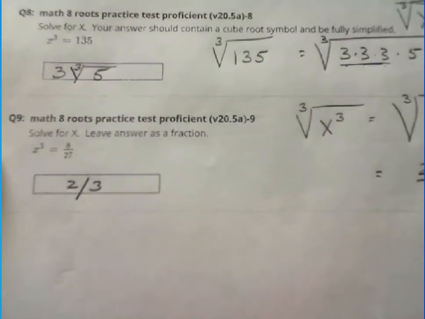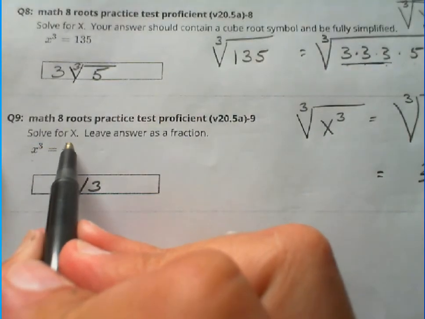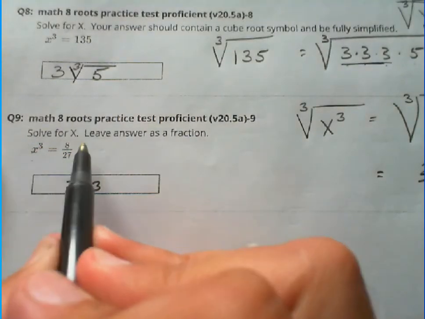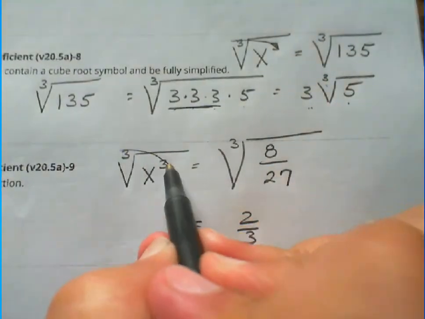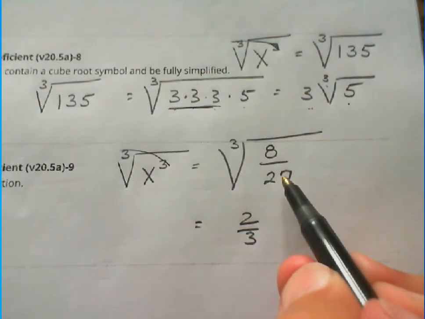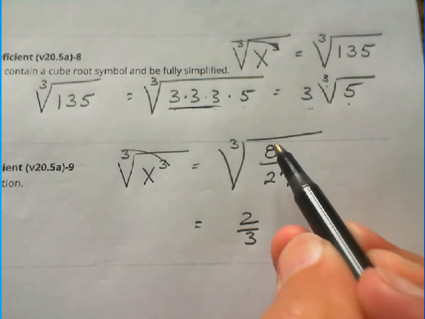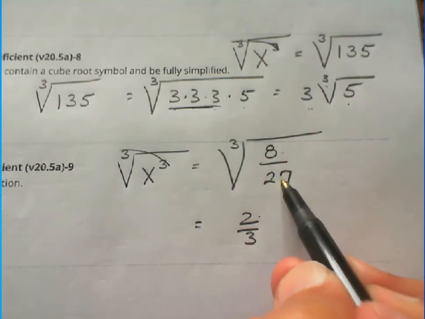Solve for x. X cubed equals 8 over 27. I'm going to take the cube root of both sides. Here I am taking the cube root of x cubed. They cancel out. Cube root of 8 over cube root of 27. Cube root of 8 is 2. Cube root of 27 is 3.